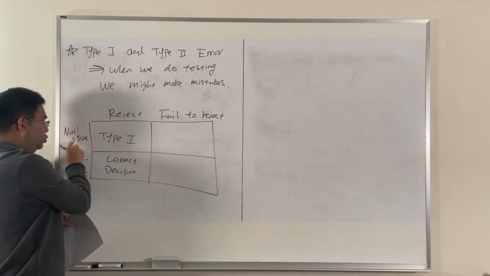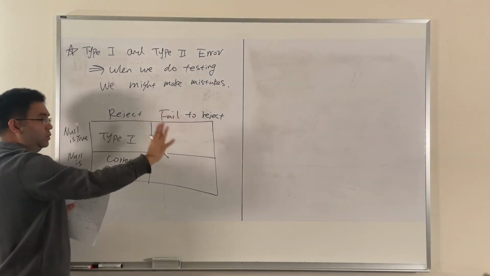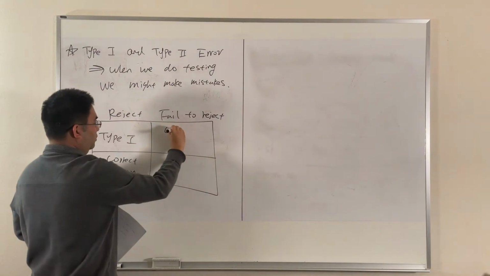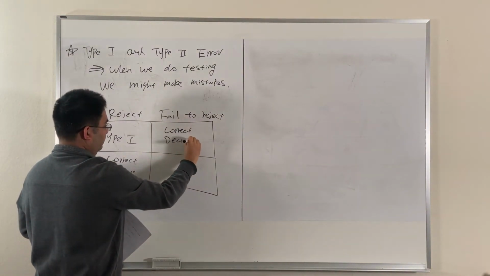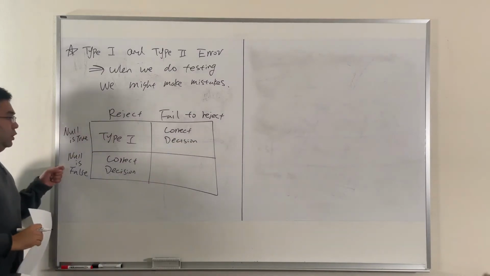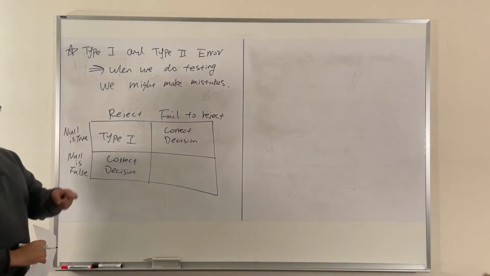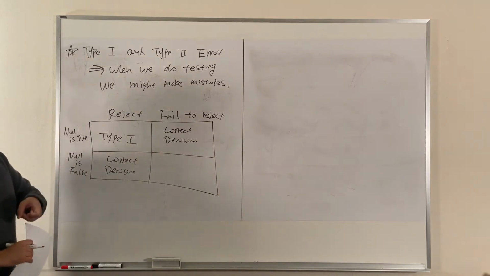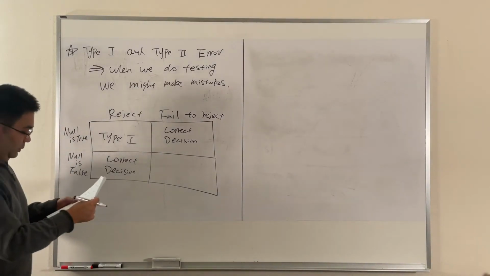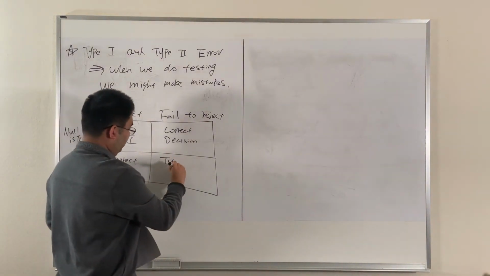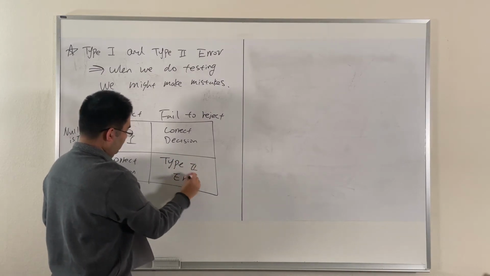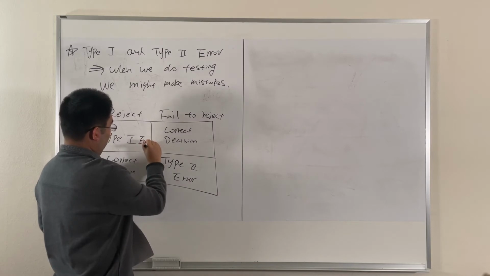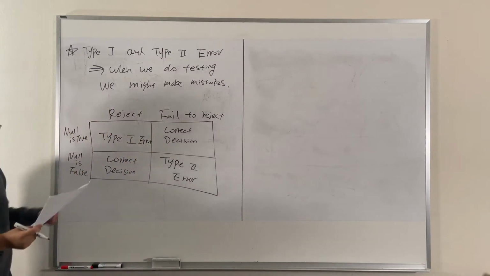When the null is true, you fail to reject. You don't reject your null. That's again a correct decision. Now when the null is false, but you fail to reject your null, you say your null might be true. So this is what we call type 2 error. Okay, type 1 error and type 2 error.